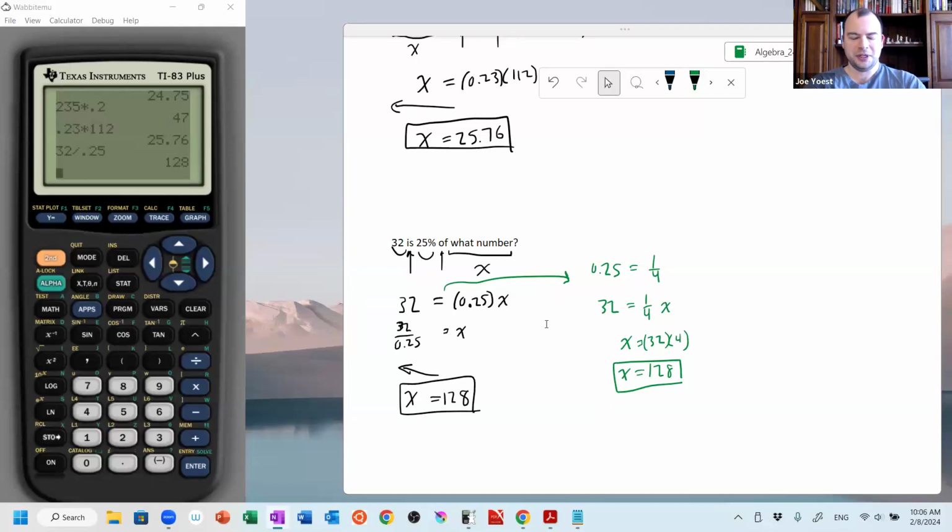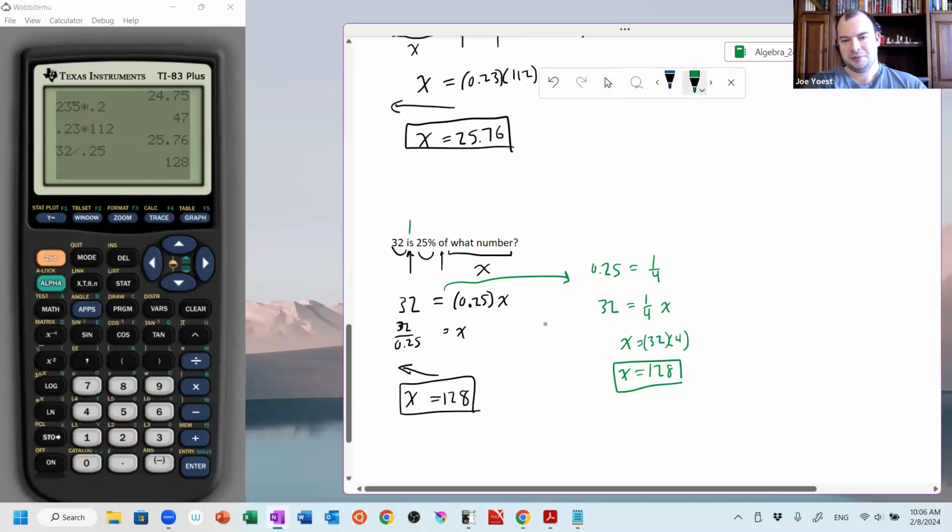Okay, so for this one, again, we see is and of representing equals and times. So setting up our equation, 32 is 25% or 0.25 times what number? So we get x equals 32 over 0.25. We can divide that on the calculator to get 128.